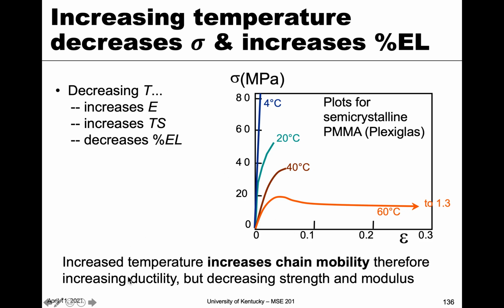The reason for this in these chain-type polymers is that increased temperature allows for that increased chain mobility that we've talked about relative to the glass transition, and therefore increases ductility but decreases those others, because that's resistance to those effects.